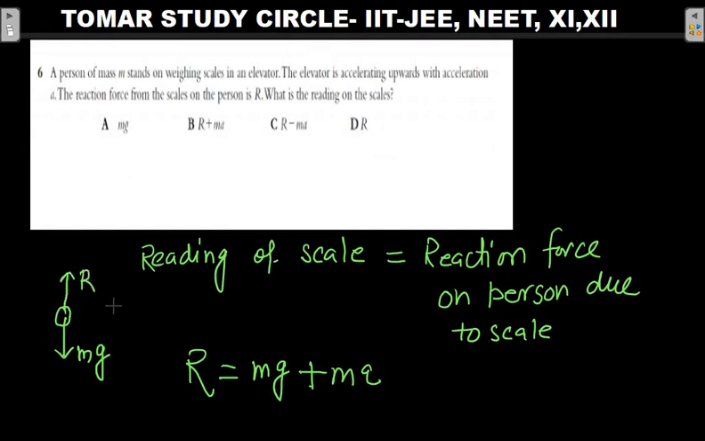Since the elevator is going vertically upward with an acceleration a, the net force on the man will be in the upward direction. Using Newton's second law, R minus mg will be equal to ma, or R will be equal to mg plus ma. Hence the net force on the man is R, which is equal to the reading of the scale. The correct option is answer D.